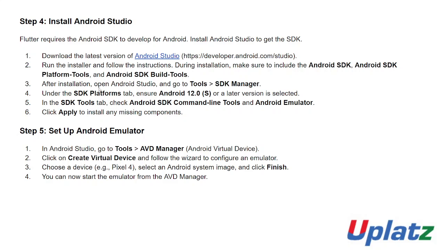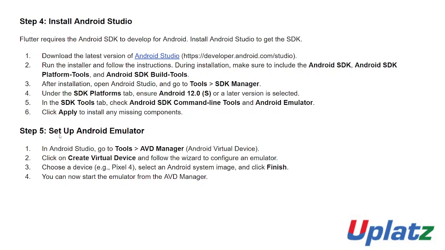After installation, open Android Studio and go to Tools and SDK Manager. Under SDK Platforms tab, ensure Android 12 (S) or a later version is selected. In the SDK Tools tab, check Android SDK command line tools and Android emulator. Click Apply to install any missing components.